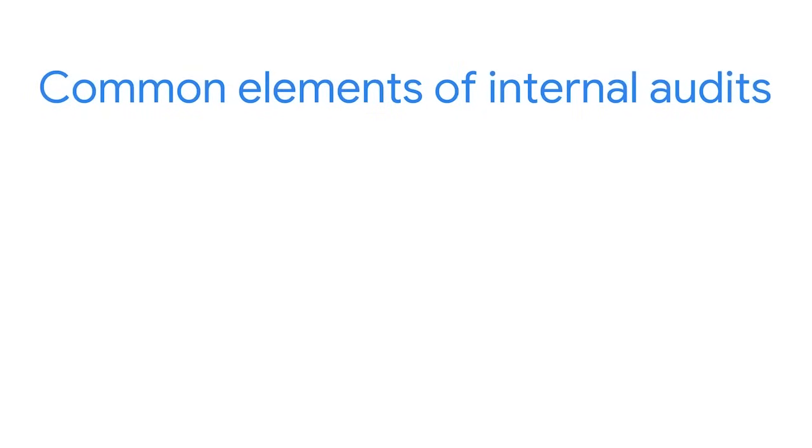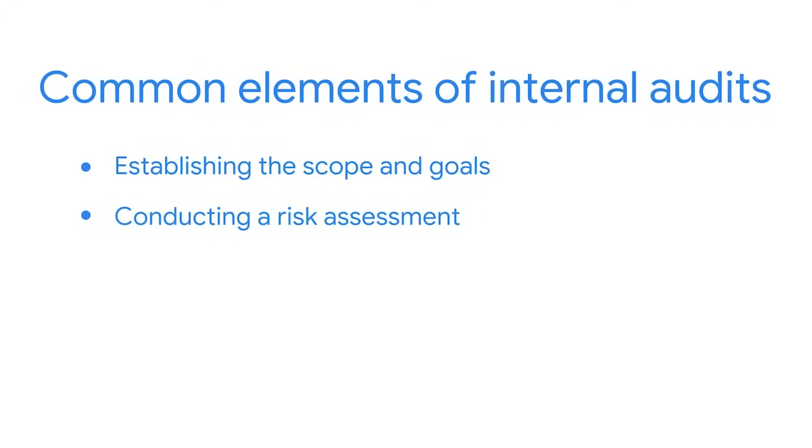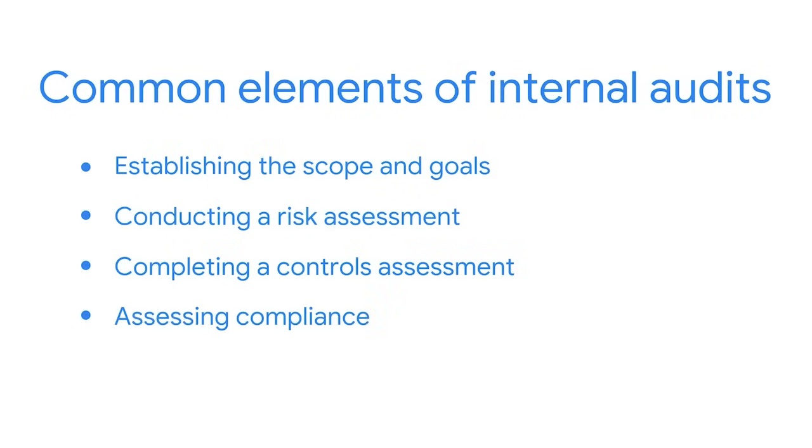Now that we've discussed the initial planning elements of an internal security audit, coming up, we'll focus on the last three elements. Previously, we discussed the initial planning elements of an internal security audit. In this video, we'll cover the final elements that an entry-level analyst might be asked to complete. As a reminder, the planning elements of internal security audits include establishing the scope and goals, then conducting a risk assessment. The remaining elements are completing a controls assessment, assessing compliance, and communicating results.